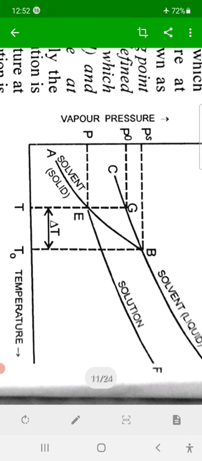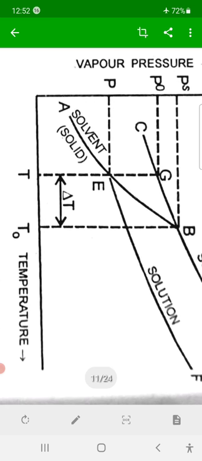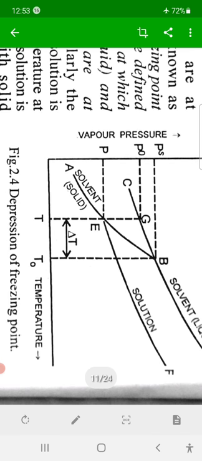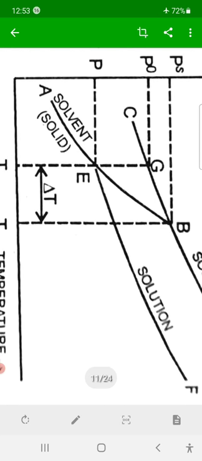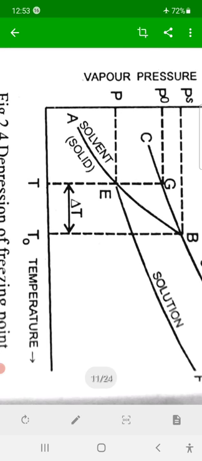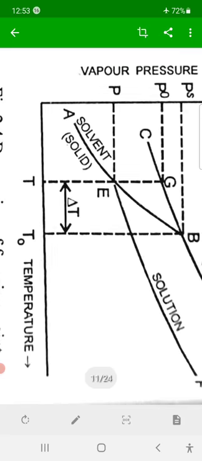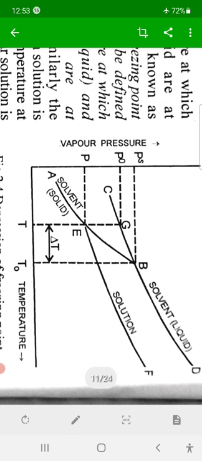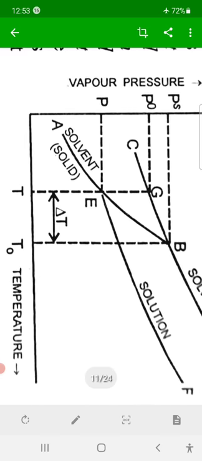And T0, the temperature at point B, is nothing but the freezing point of pure solvent. Therefore, the change in freezing point, or decrease in freezing point, is here T0 minus T. Remember that T0 minus T is nothing but the decrease in freezing point of solvent because of addition of that non-volatile solute in that solvent. Because of that addition, that much the freezing point decreases. Therefore, delta Tf is equal to T0 minus T.